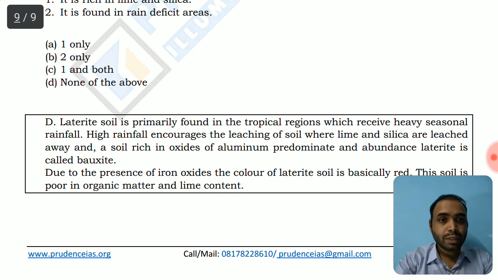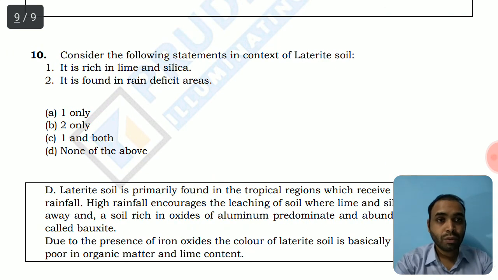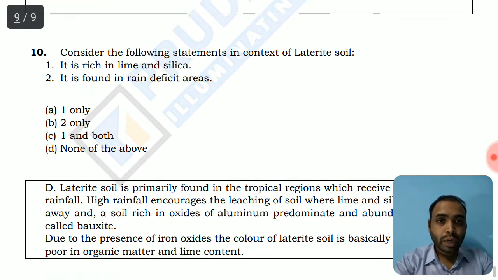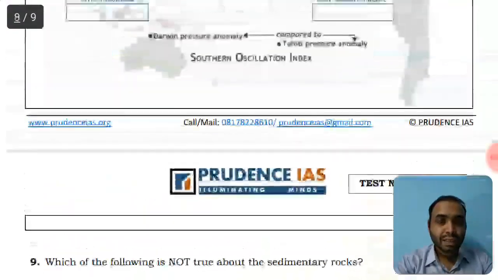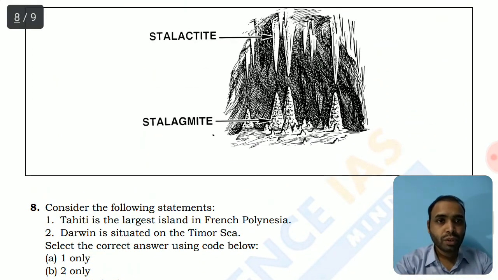Due to the presence of iron oxides, the color of laterite soil is basically red. So the color is also red, and this soil is poor in organic matter due to the high physical weathering and lime content. And then we will be taking the other types of soils like regur black soil in our upcoming videos. So guys, that was all the 10 challenges regarding the physical and world geography.